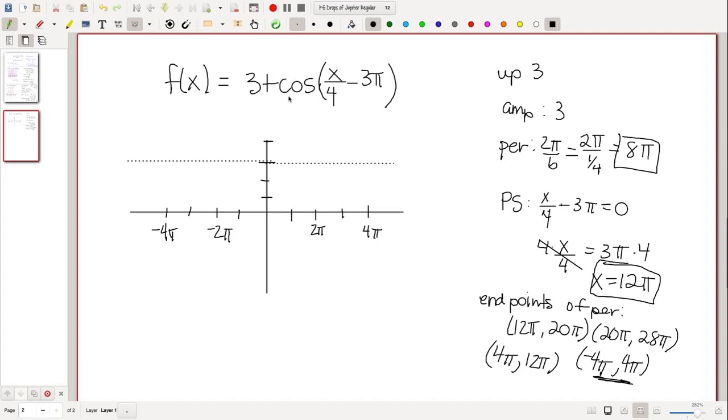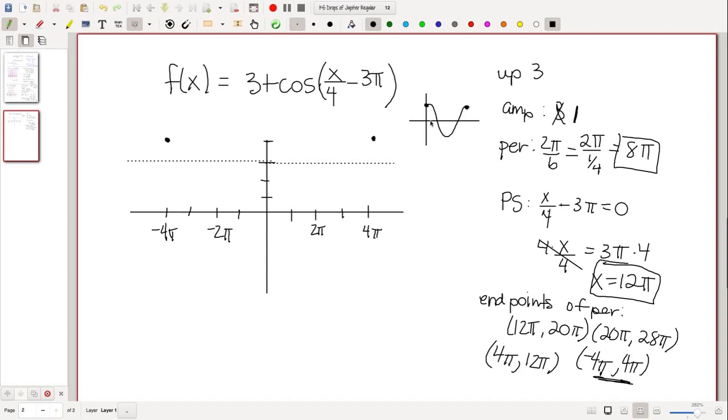Now, it's cosine. There was no reflection. It's a positive cosine. So remember, positive cosine starts at a max, it ends at a max. Well, our max is going to happen right here. No, it's going to go up, because remember, this is the middle of my graph. My amplitude, oops, I got that wrong. So I hope you guys caught that. My amplitude is 1, and that comes from the number in front. So from this middle, we're going to go up 1. And remember, one full period is going to end at 4 pi. So I'm going to end right there.